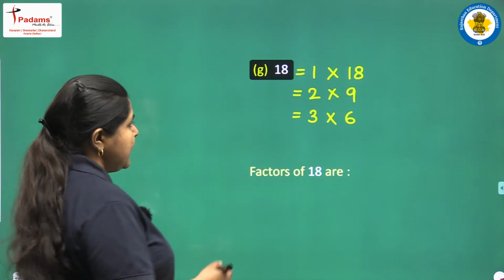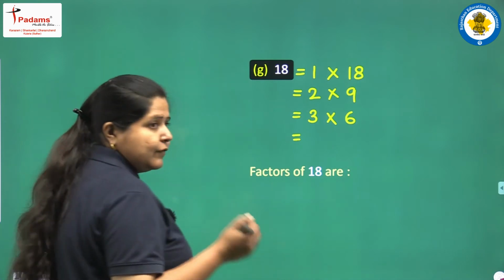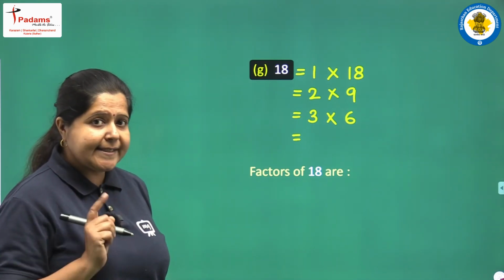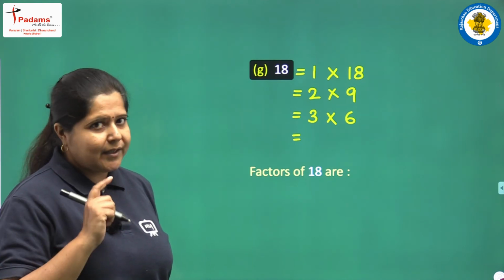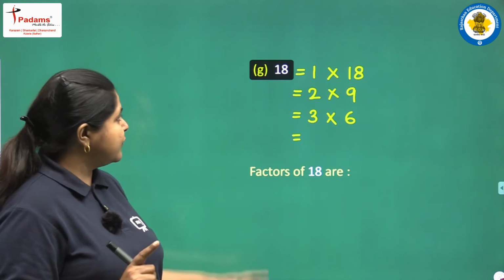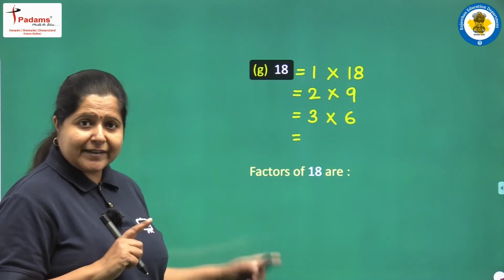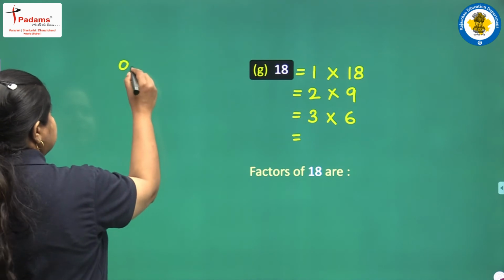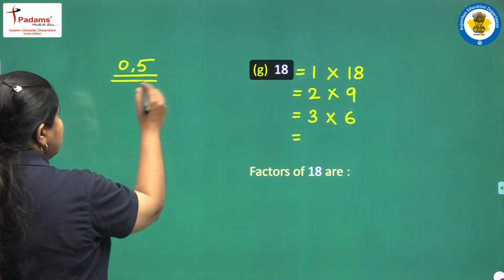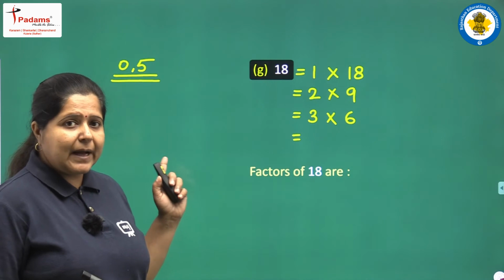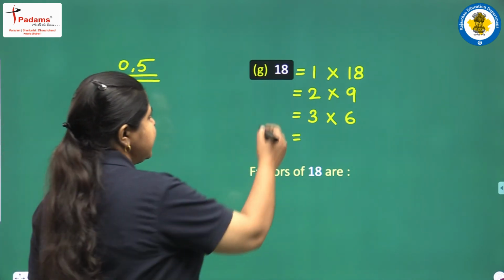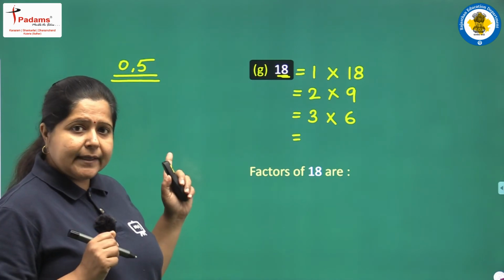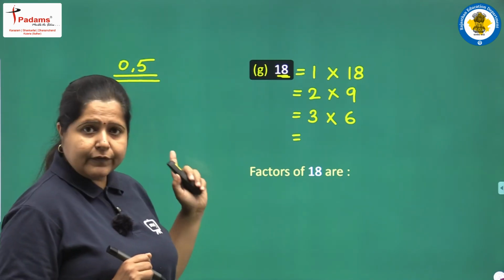Then we move on to the table of 4. Will 4 divide 18 completely? Is 18 there in the table of 4? No. So 4 is not a factor of 18. Is 5 a factor of 18? We know that a number ending with 0 and 5, only those numbers are divisible by 5. Here we have 8 at the end, at the ones place, so it will not be divided by 5, and 5 is not a factor of 18.